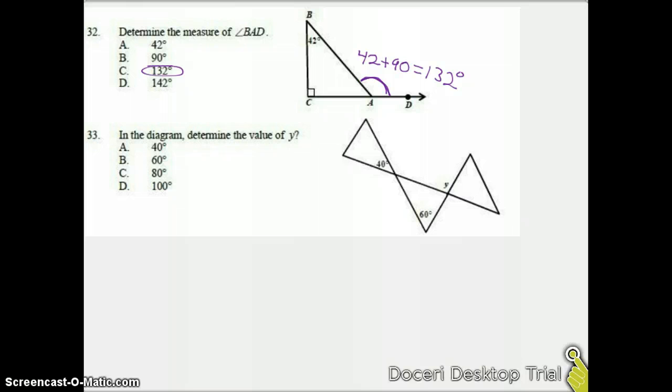And 33, this will be the last one on this part. I can get a vertical angle for 40, puts that in here. Then I could add the 40 and the 60 to get to the exterior, which is y, but maybe we didn't see that one.